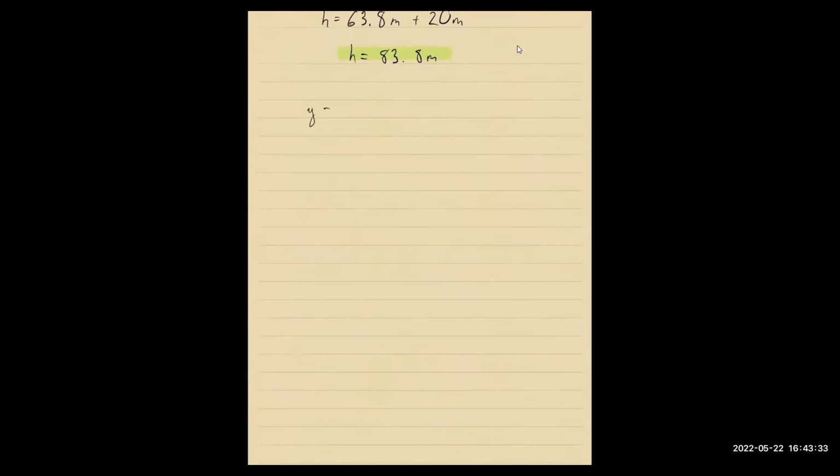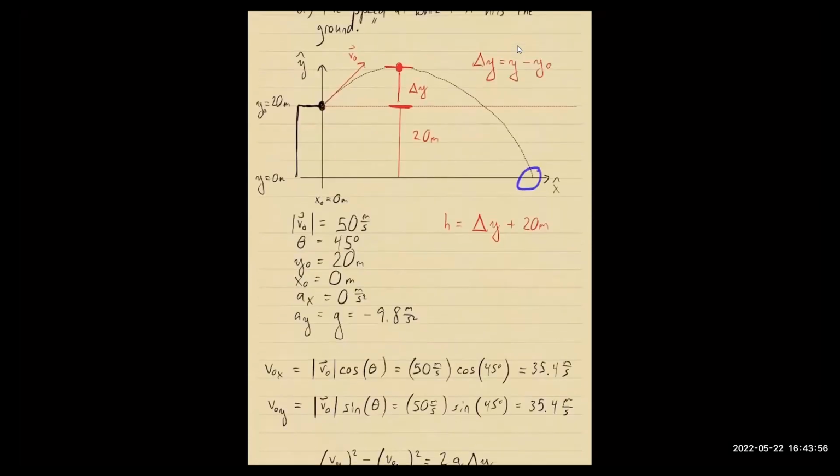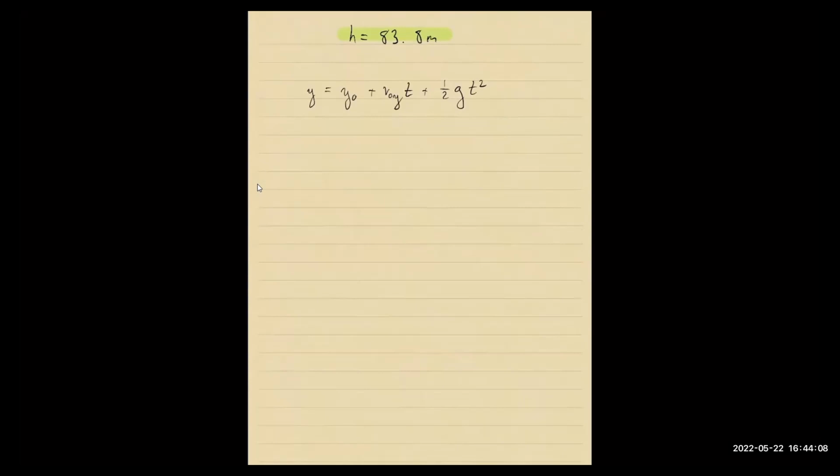So we're going to be using y, our height in the y direction, is equal to our initial height plus the initial y component of our velocity vector times time plus 1/2 acceleration in the y direction times time squared. At some amount of time, t star, our ball will have finally hit the ground. And when the ball finally hits the ground, we've said that's at a height of y equal to 0.